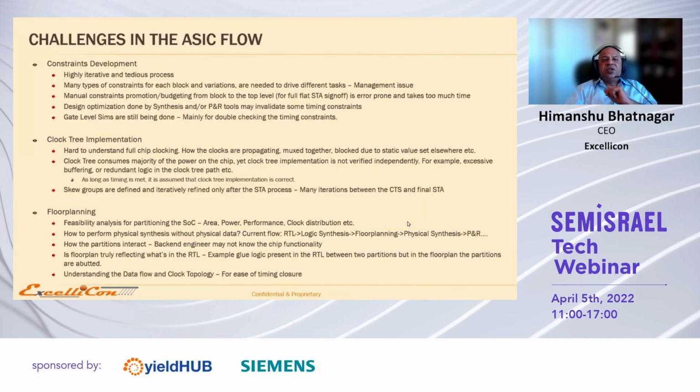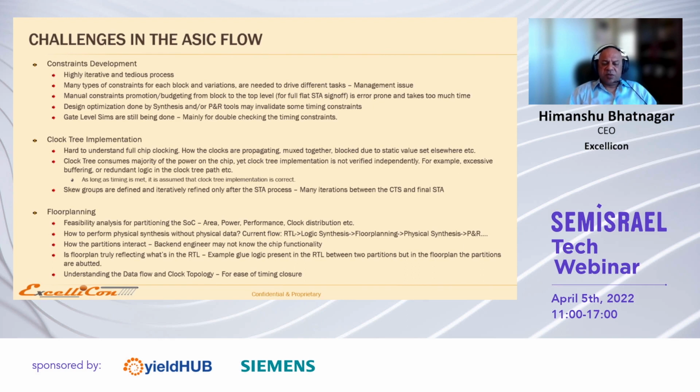Now let's go into the challenges in the ASIC flow. Constraints development is a big topic. It's a very iterative and tedious process, and really no one knows whether your constraints are correct or not until you validate them with a tool or something. And there are different types of constraints. For each block and different modes, you have so many different constraints.